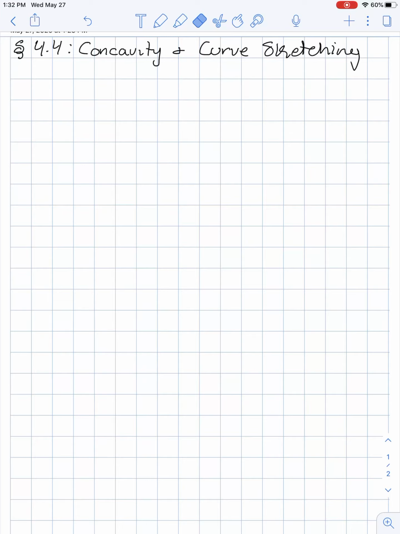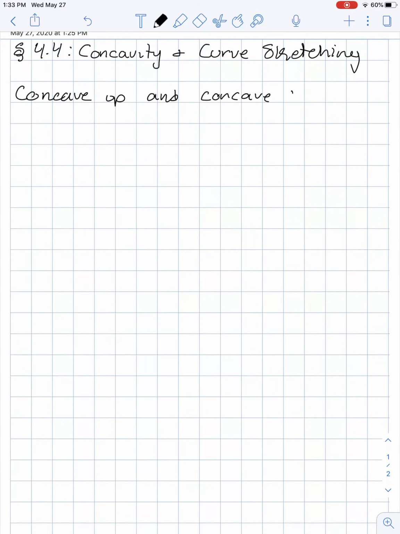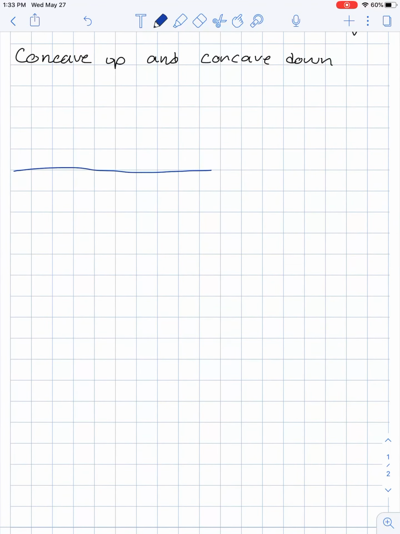So we have two different options, just like we had two different options for increasing and decreasing. So we're going to have concave up and concave down. And there's a trick to knowing what these look like. So I'm just going to draw a cute little graph for you guys.